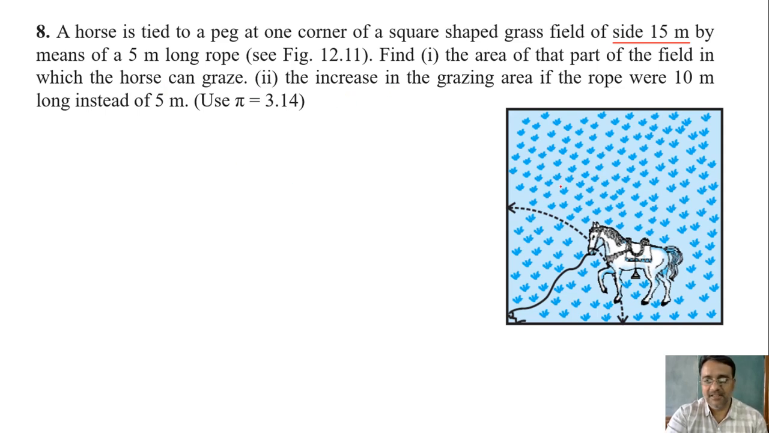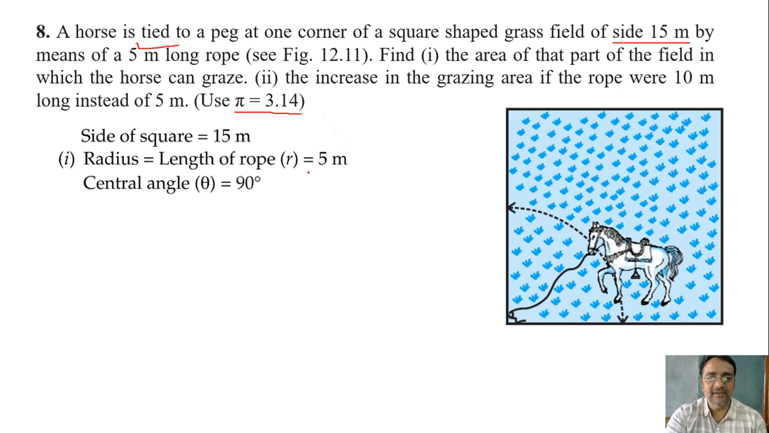This is the figure 12.11 in the textbook. Find the area of that part of the field in which horse can graze. The increase in the grazing area if the rope were 10 meter long instead of 5 meter. Use pi is equals to 3.14. So that side of the square is given 15 centimeter. Okay, and the radius of the length of the rope in the first case is 5 meter. Okay, so that will be the r, and the central angle is equals to 90 degree, ये वाला angle.